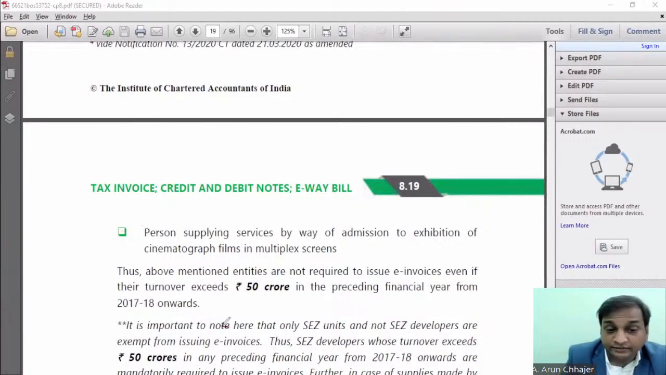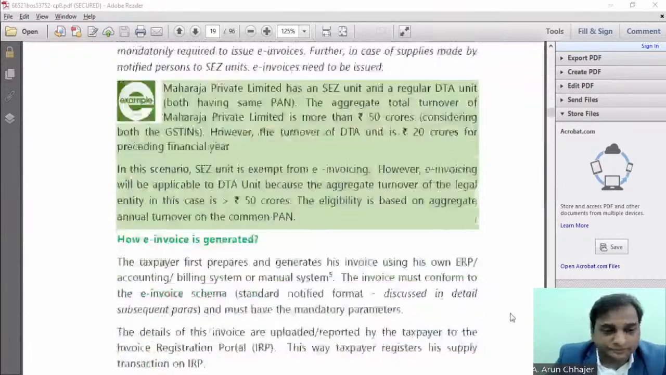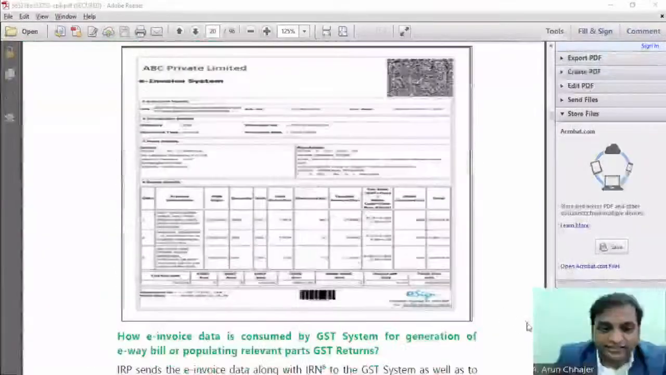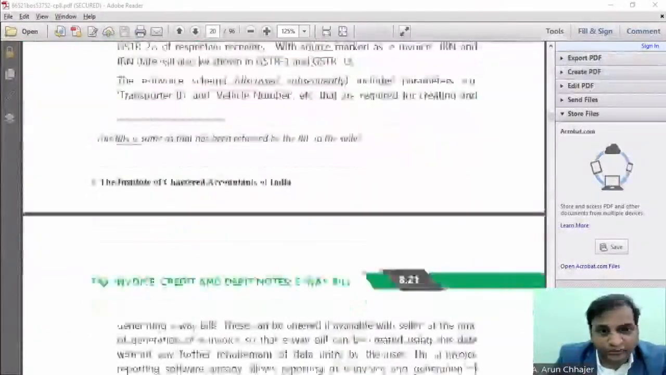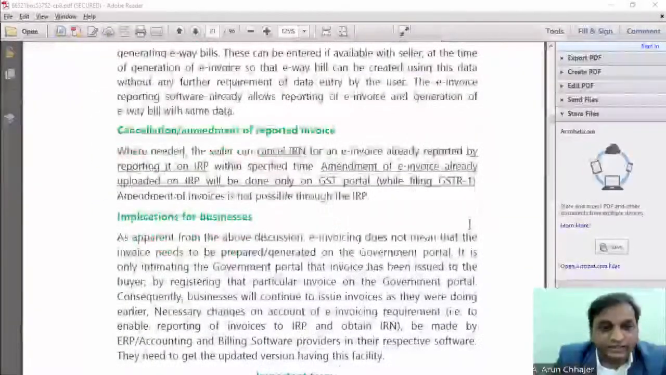Please note one thing, that SEZ units are only exempted, but SEZ developers will have to prepare the invoice according to 48.4, like e-invoicing provisions. How e-invoice is generated, that I have explained. You can go to the theory, you can read the theory.